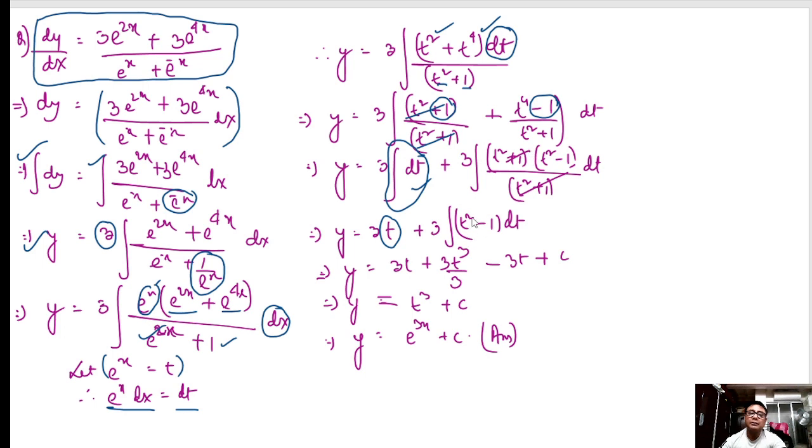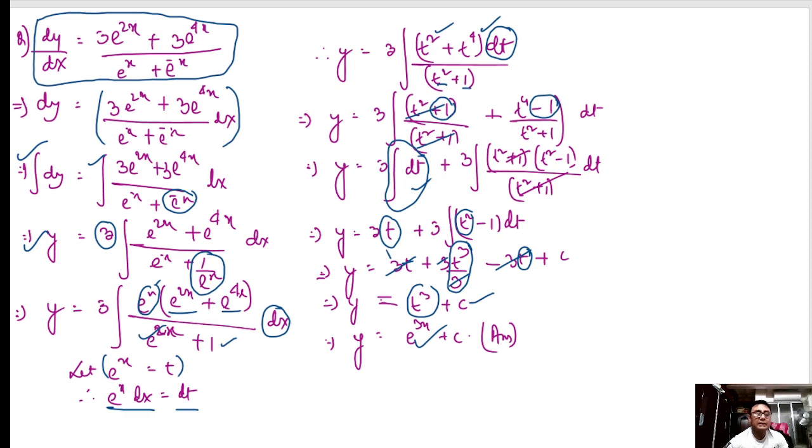Integration of t square will give me t cube by 3. 1 will give me t. So this and this cuts. So it remains this 3t plus t cube minus t. Okay, so this is actually 3t minus 3t. So this cuts. So it is t cube, and now putting the value of t back, we get the solution of this. Okay, so let's see the next sum.